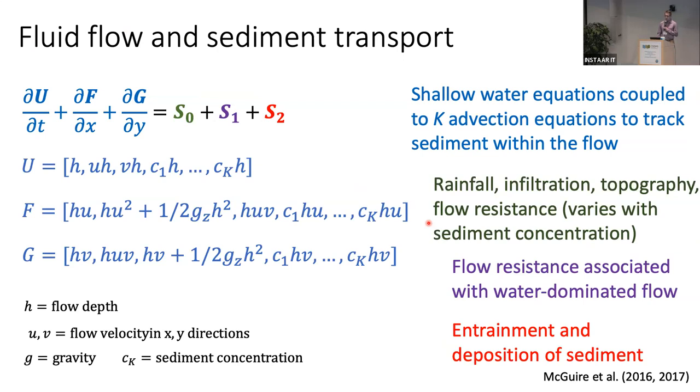I'm not going to go into very much detail about the model equations, but essentially it's based on a set of PDEs that describe conservation of mass and momentum. It's a shallow water type model that's coupled to K different advection equations that track sediment and where it moves and how it's transported. There's K different advection equations because we're looking at sediment in different particle size classes and that gets entrained and deposited differently, so we want to keep track of them individually. There's source terms to account for rainfall, infiltration, topography, and flow resistance, which varies as a function of sediment concentration.